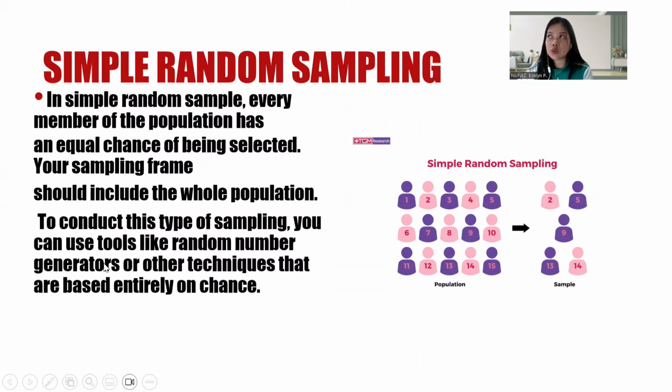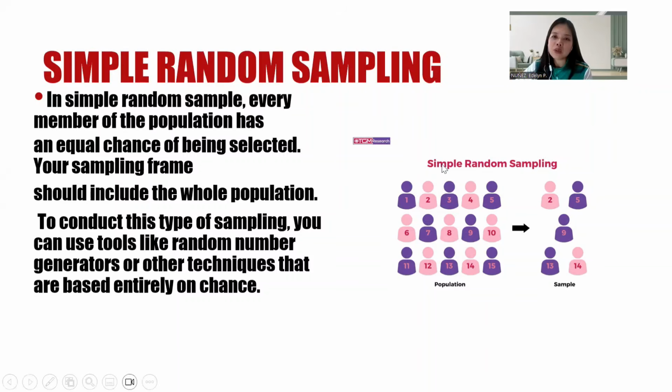You can actually use Excel. You can also use a calculator or any online application that would generate random numbers. So I have another video that will give you an example on how to do the random sampling.